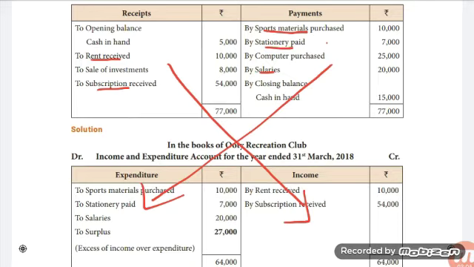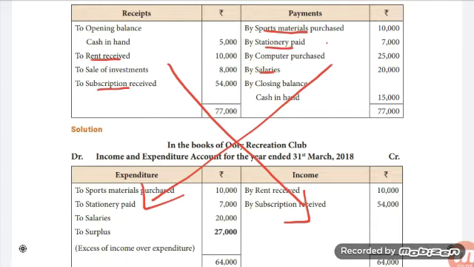Okay. Next item, stationery paid. It is also a revenue payment. So enter on the debit side of income and expenditure account as to stationery paid, amount in outer column 7,000. Next item, computer purchased. Children, we know that computer is an asset. Purchase of asset is a capital payment. So you need not take it in the income and expenditure account. Okay. Next, salary. Salary is a revenue payment. So enter on the debit side as to salaries, amount in outer column 20,000.